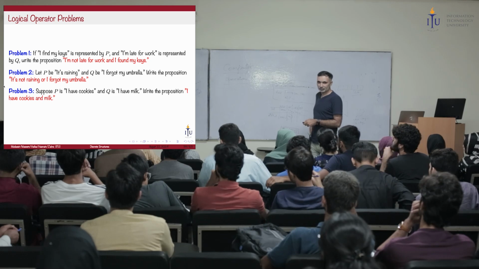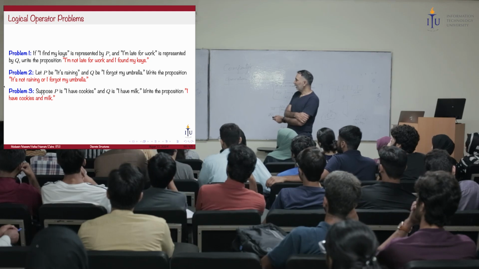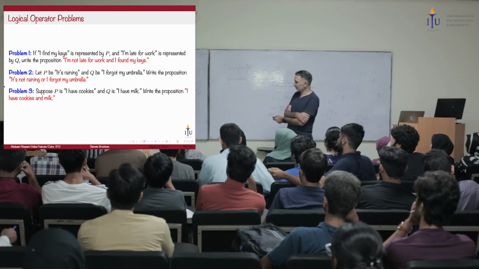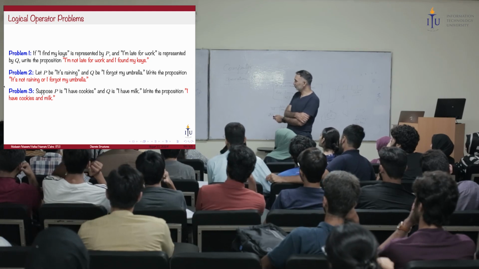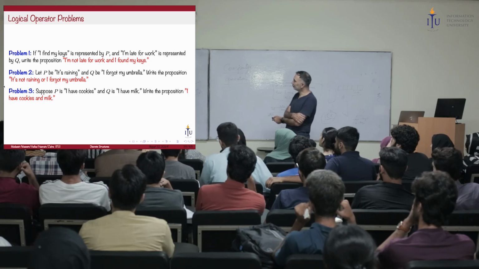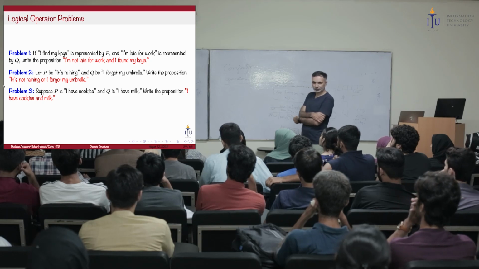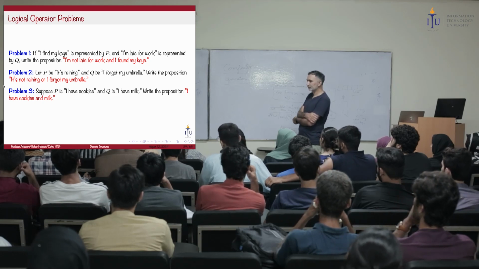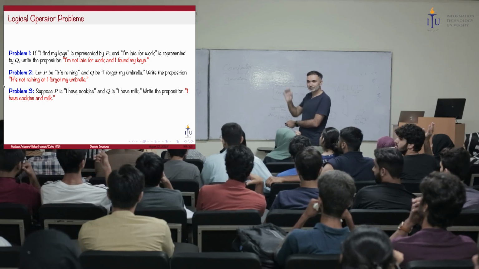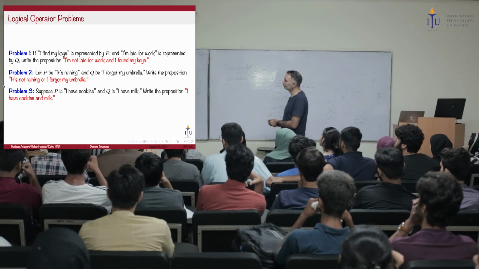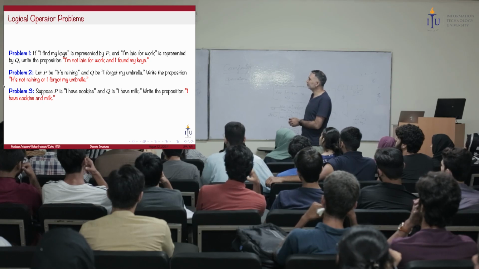So let's do this now. Let's see what it means. Problem one says that I find my keys is represented by P, so it's a statement. I am late for work is represented by Q. How would I represent I'm not late for work and I found my keys? Raise hands. Negation operator P and Q.